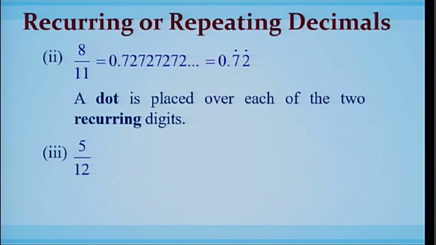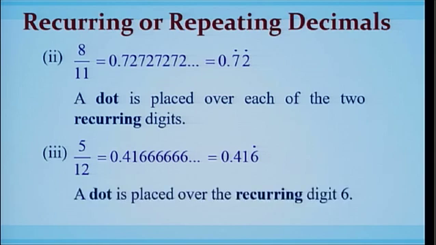Now let's consider 5 over 12. 5 over 12 is equal to 0.416666. It is the number 6 that is recurring. So you put your dot above the number 6 only. Numbers 4 and 1 appear only once. So you write your dot only above the number 6.